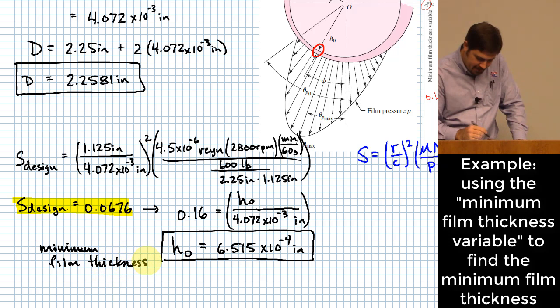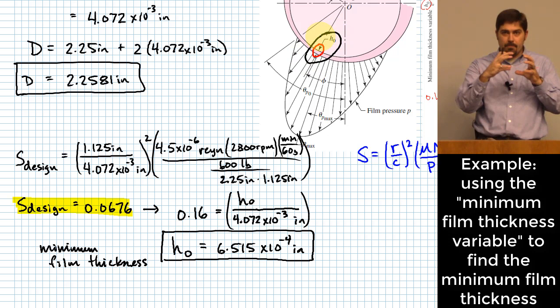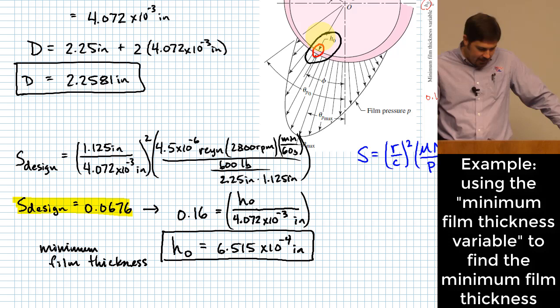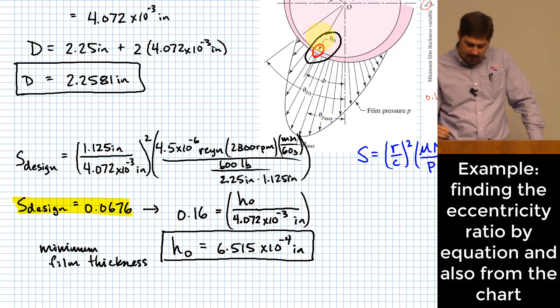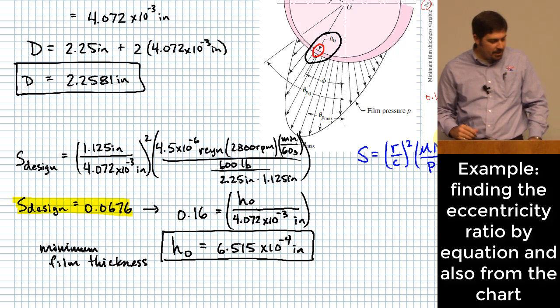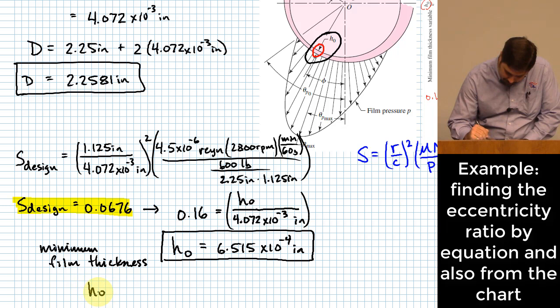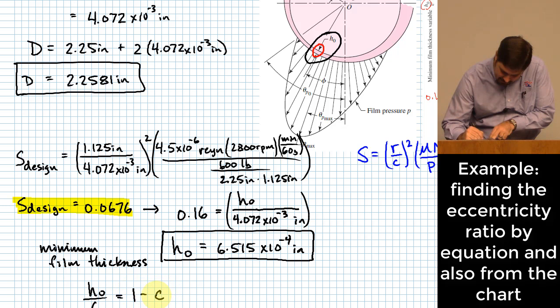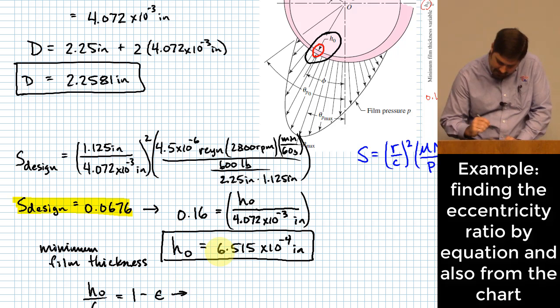Just to remind us again, what we're talking about is where that film gets the thinnest, where the journal has moved off center a little bit. Now let me show you this other one that's easy to get while we're here, and that is called the eccentricity ratio. There's even an equation that gives you the relationship between minimum film thickness variable and eccentricity ratio. It says minimum film thickness over radial clearance is equal to 1 minus the eccentricity ratio. So if we take 1 minus 0.16, that gives me my eccentricity ratio.